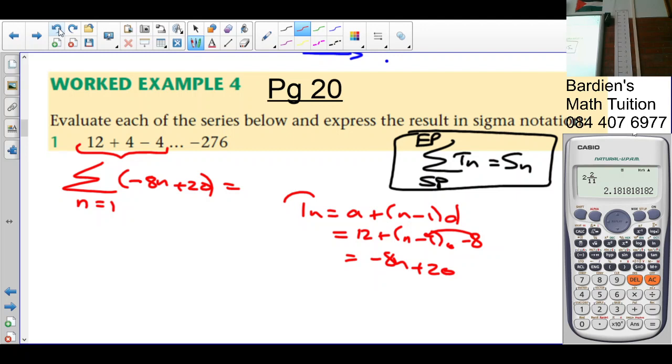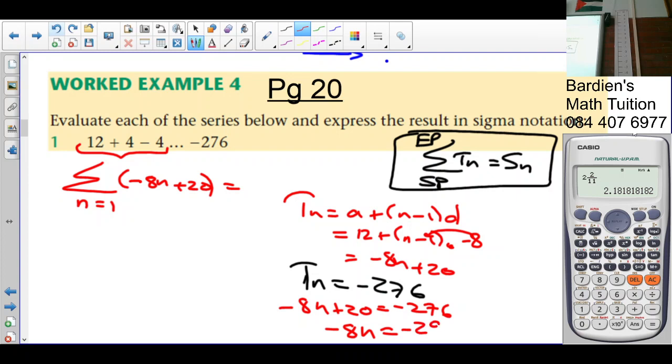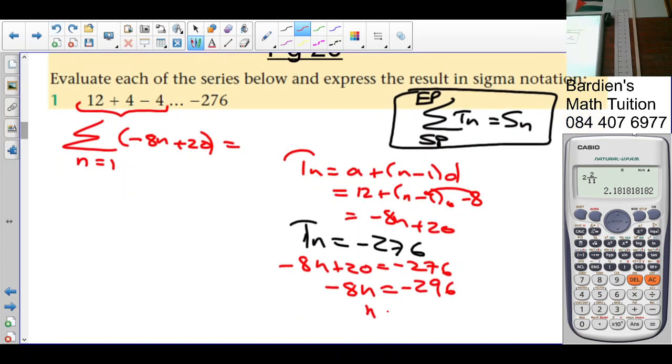Right. Then we said you're going to set Tn equal to negative 276. So in other words, negative 8n plus 20 equals negative 276. So negative 8n is equal to negative 296. If I divide that by negative 8 on both sides, n works out to be 37. So there are 37 terms in the sequence. The ending point is 37. Does it make sense? Yes.